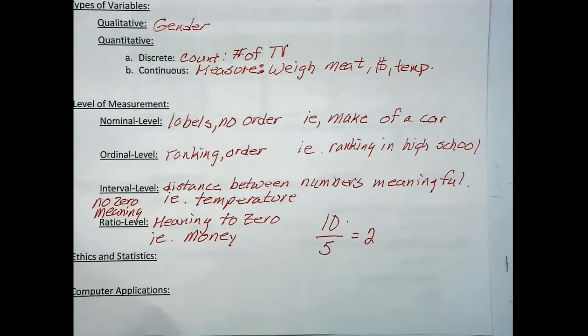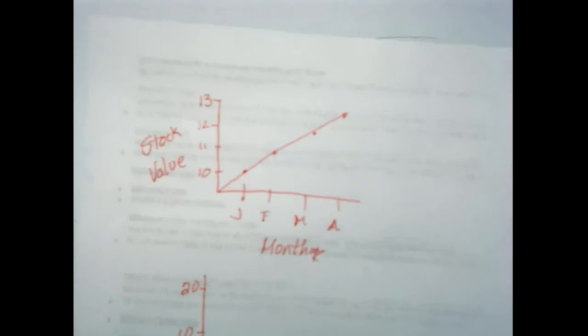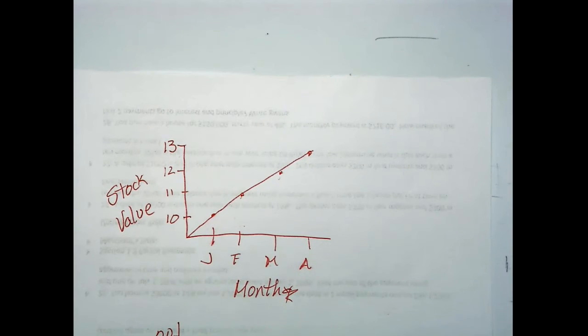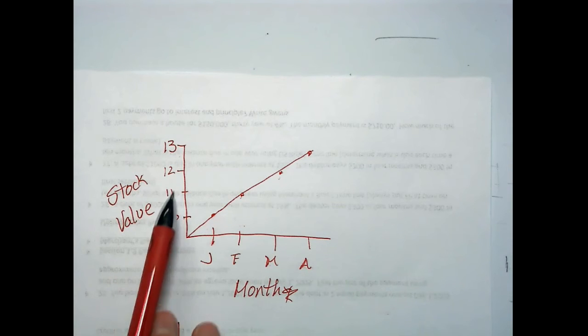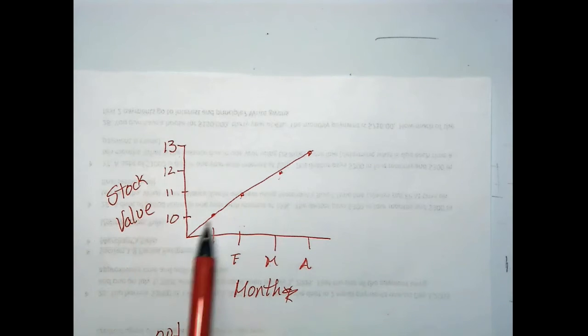Just quickly, these last 2 comments, ethics and statistics. Go to my PowerPoint and look at the magazine example I gave you. But I'd like to show you one other example here with ethics. Let's say I'm a financial advisor, okay? And you want to know how you're doing. Well, this is January, February, March, April, and this is your stock value. It went from $10 a share to $11 to $12 to $13. Wow, that looks great. You should keep investing with me.